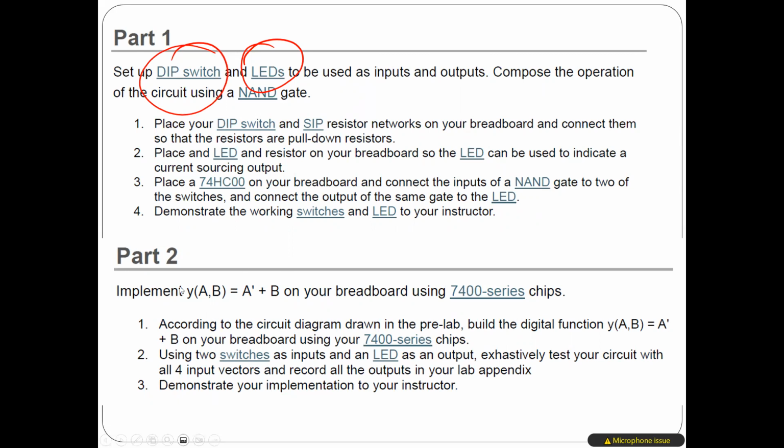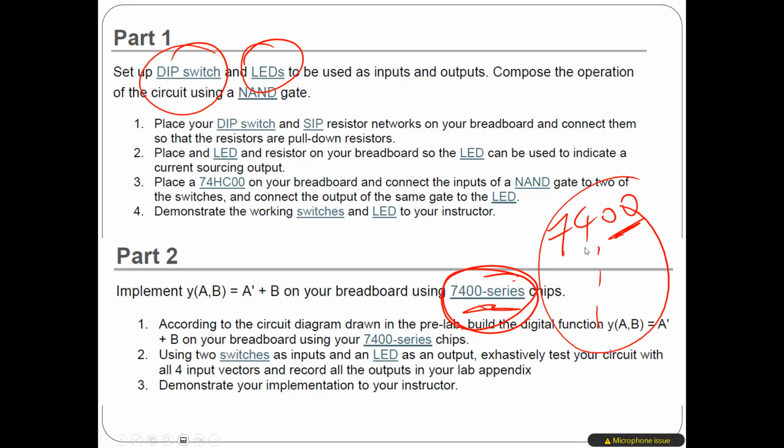Okay, I think in the second part here I ask you to implement this one using the 7400 series. Series here doesn't mean the exact chip number 7400. This is a series, so you can use more than one chip here. This series has OR and, as I said before.